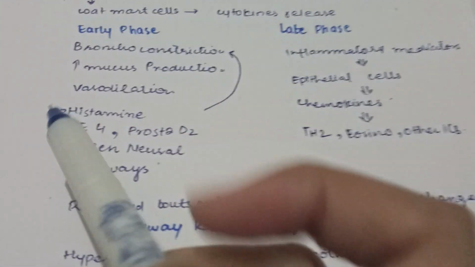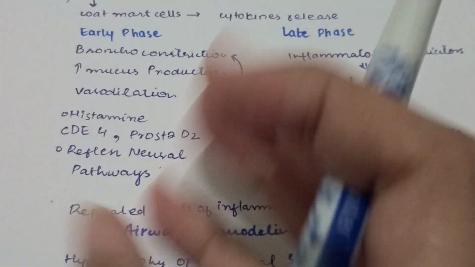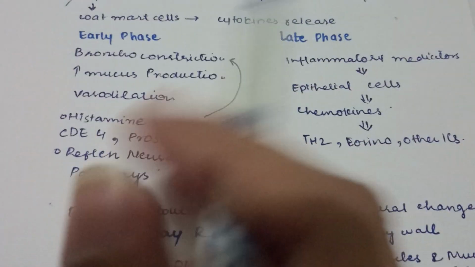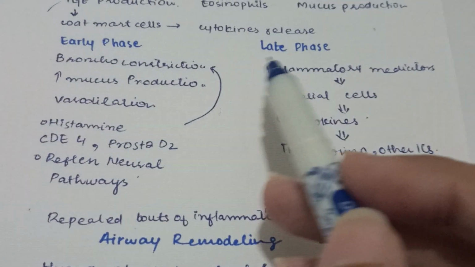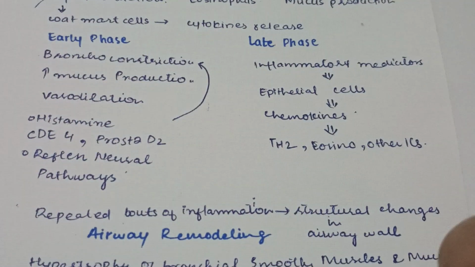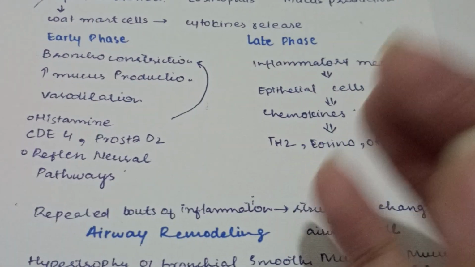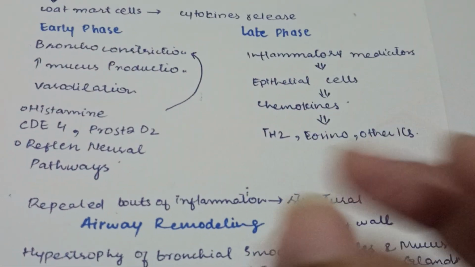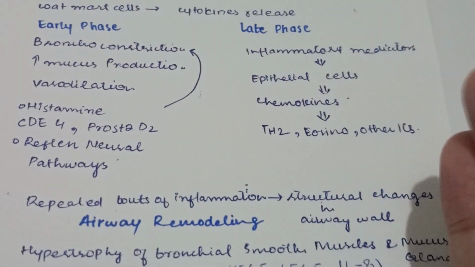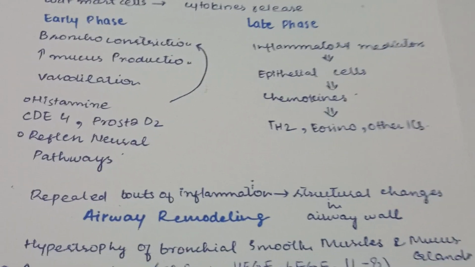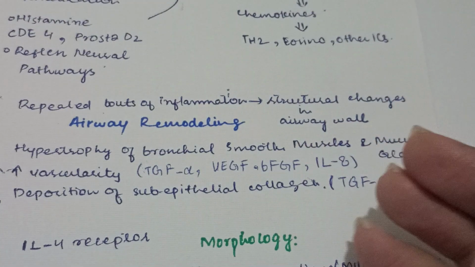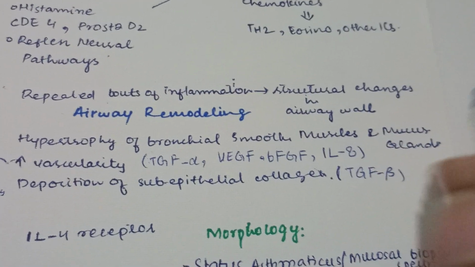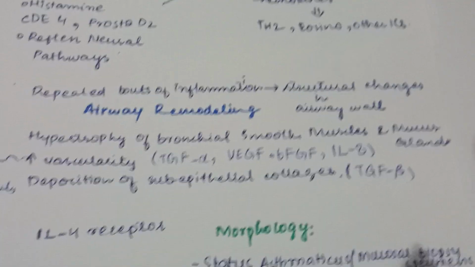So first there is an early phase and then a late phase. In the early phase, bronchoconstriction, increase in mucus production, and vasodilation occur, and the mediators involved are these. In the late phase, inflammatory mediators cause the epithelial cells to produce further chemokines, and these chemokines attract further cells that include helper T2 cells, eosinophils, and other inflammatory cells. These repeated bouts of inflammation cause structural changes in the airway wall known as airway remodeling.